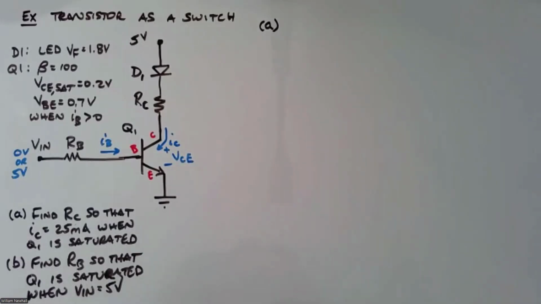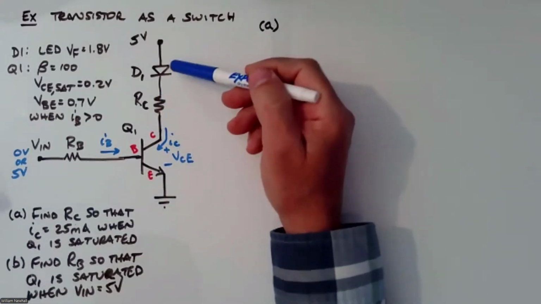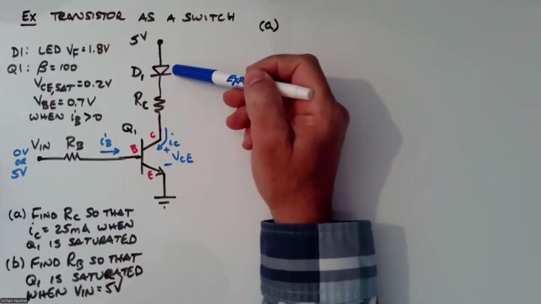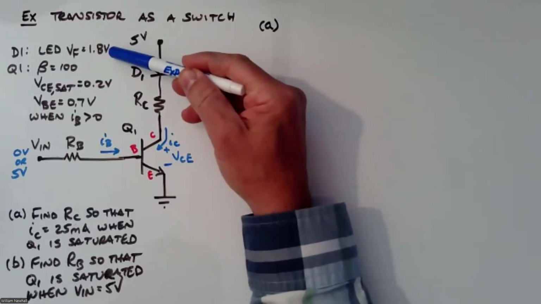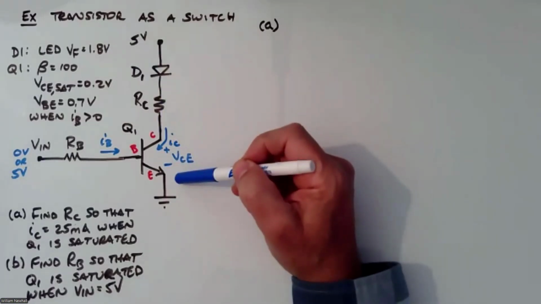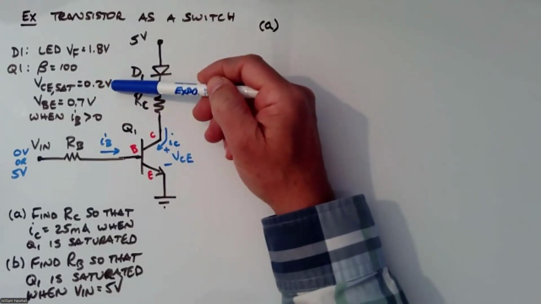Well, I'm going to write a KVL equation. Why am I going to do that? Because, so what values do I have? When current is flowing, I know the voltage across that diode. I know it's going to be 1.8 volts. When this transistor is saturated, I know VCE. I know that's going to be 0.2 volts.